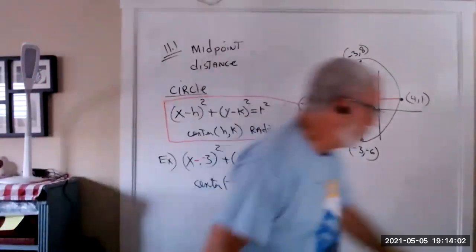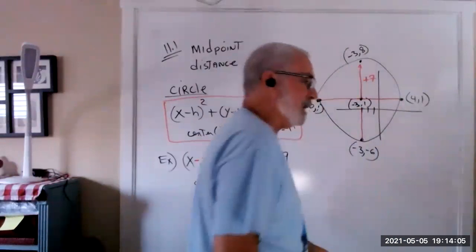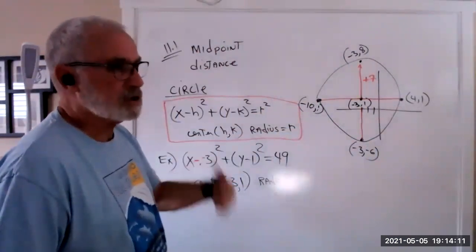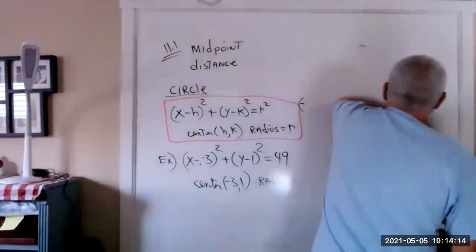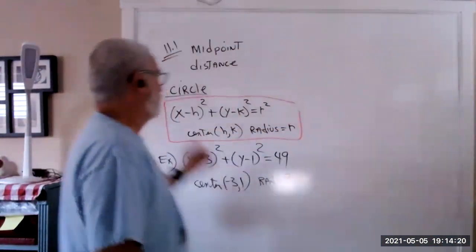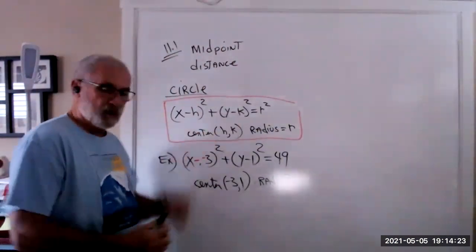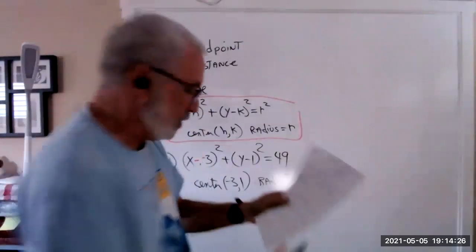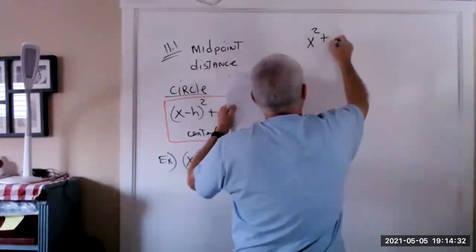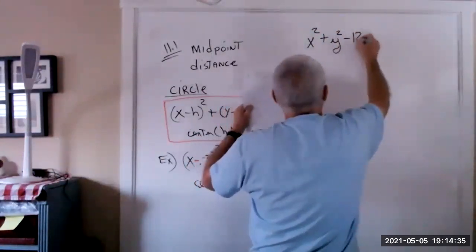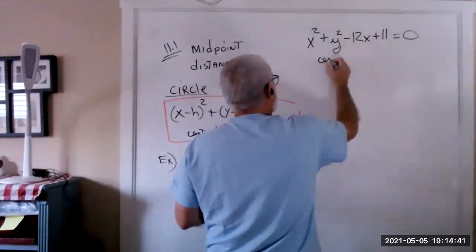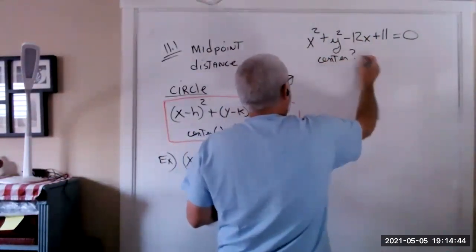Okay. Now, the last thing we did at the end of the evening was we talked about completing the square to change an equation into what the book calls standard form. This is standard form. So what if somebody comes up to you and says, hey, x squared plus y squared minus 12x plus 11 equals 0. What's the center? And what's the radius?